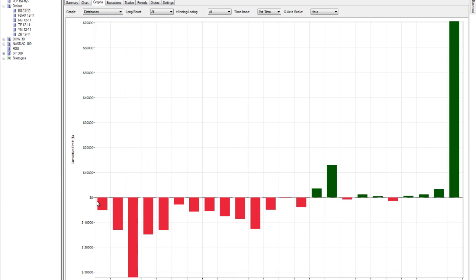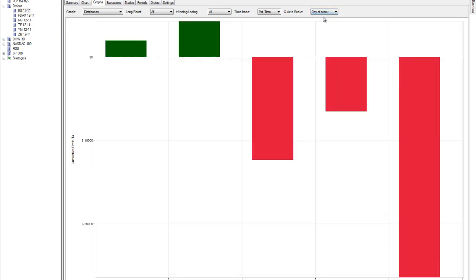And finally we have our distribution here. This is going to show hour of the day. I kind of already went over this, but this is a little different. It shows every hour of the day and where most of our profits are made. And you can go by half hour and day of week as well.